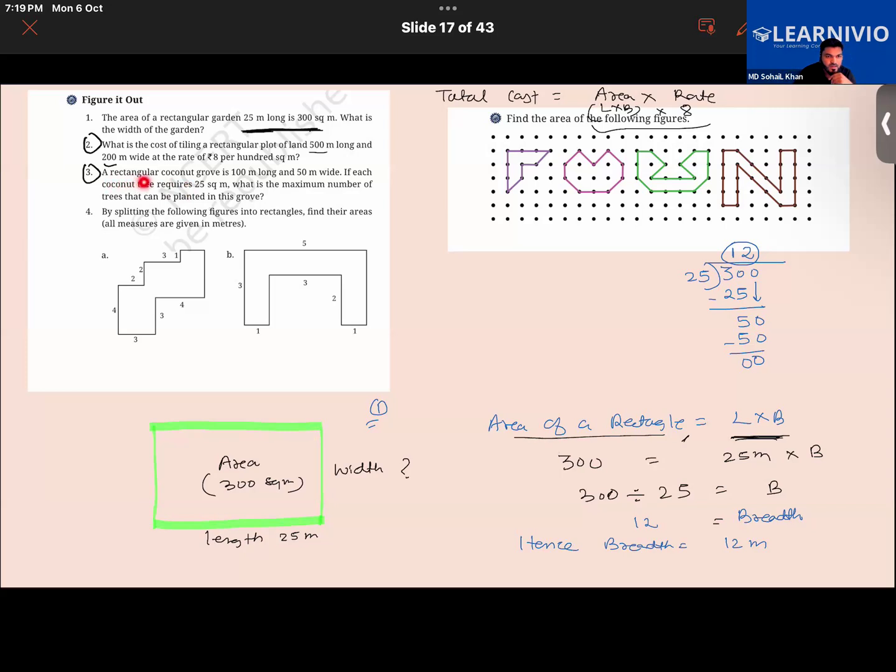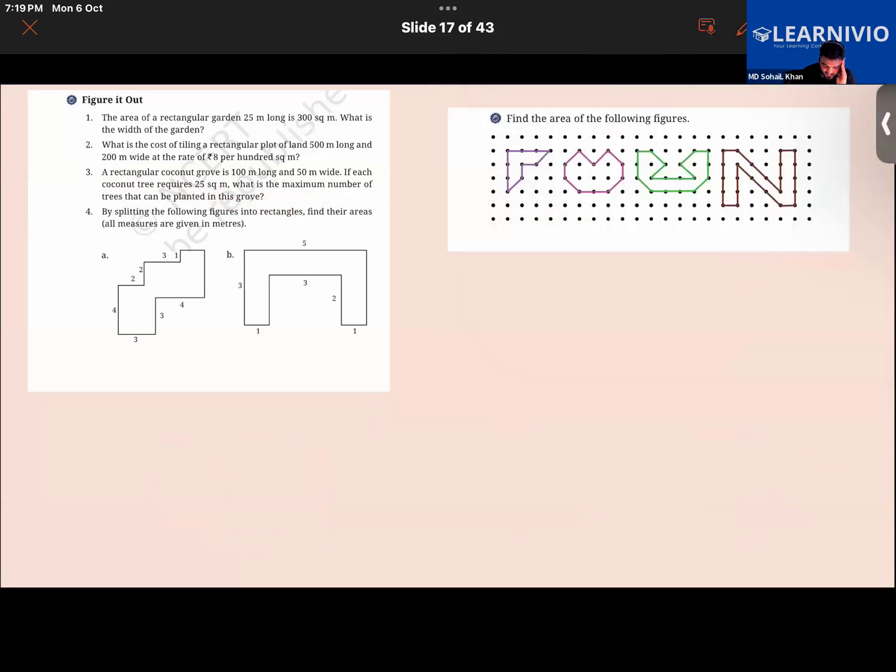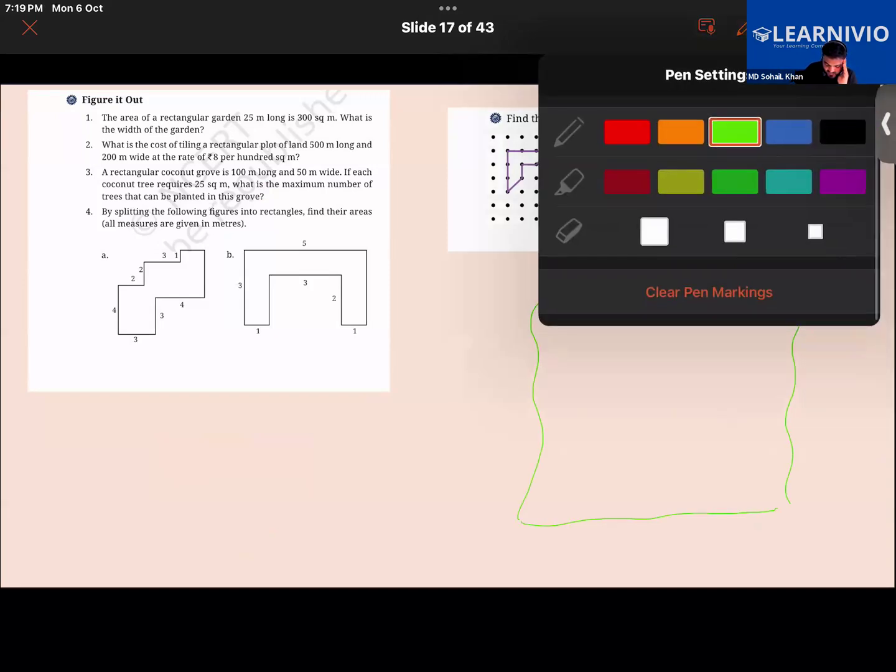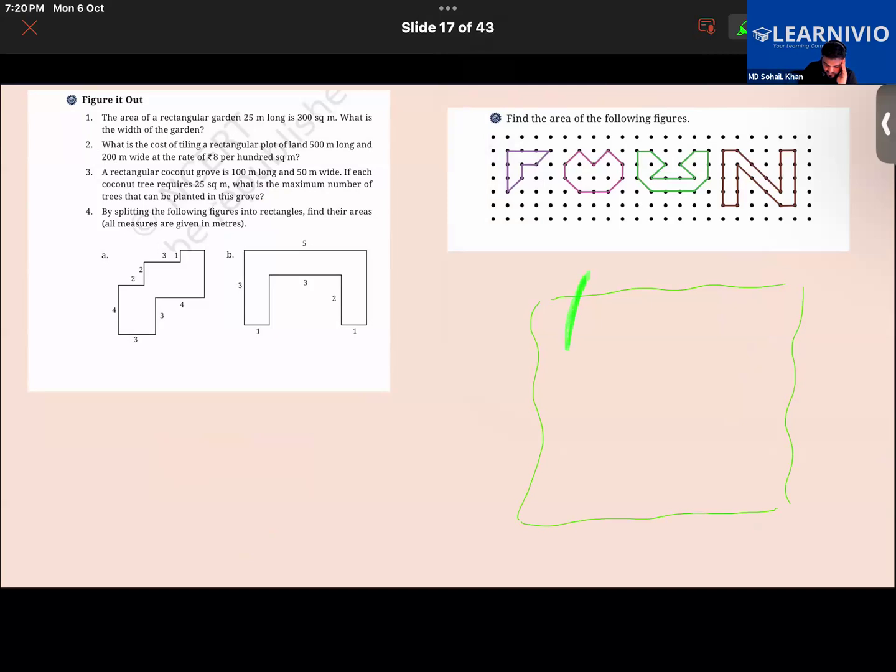No. Okay. Question number three says that a rectangular coconut grove is 100 meters long and 50 meters wide. A coconut grove is basically an area where coconut plantation is done. So if each coconut tree requires 25 square meters, what is the maximum number of trees that can be planted in this grove? Like it's a piece of land where coconut trees have to be grown.